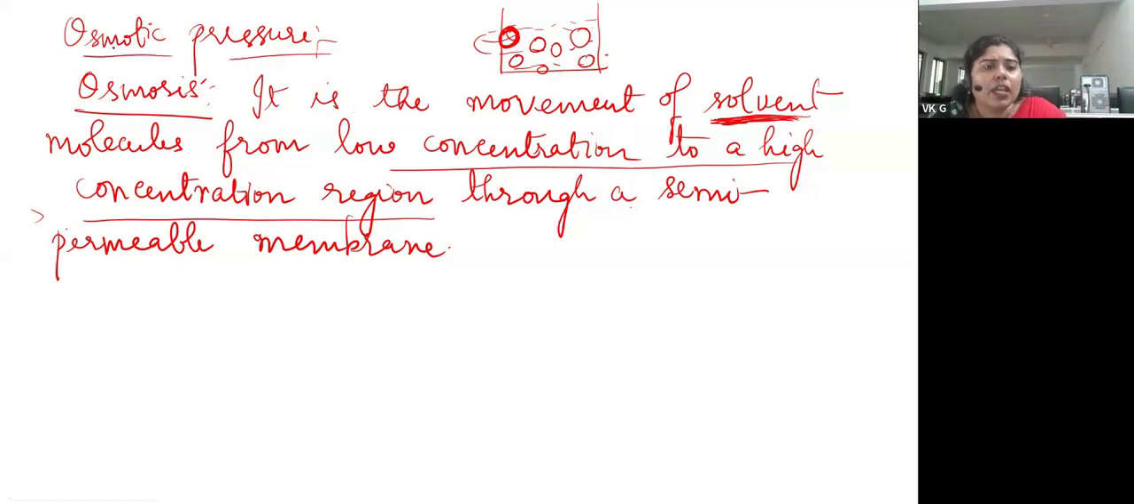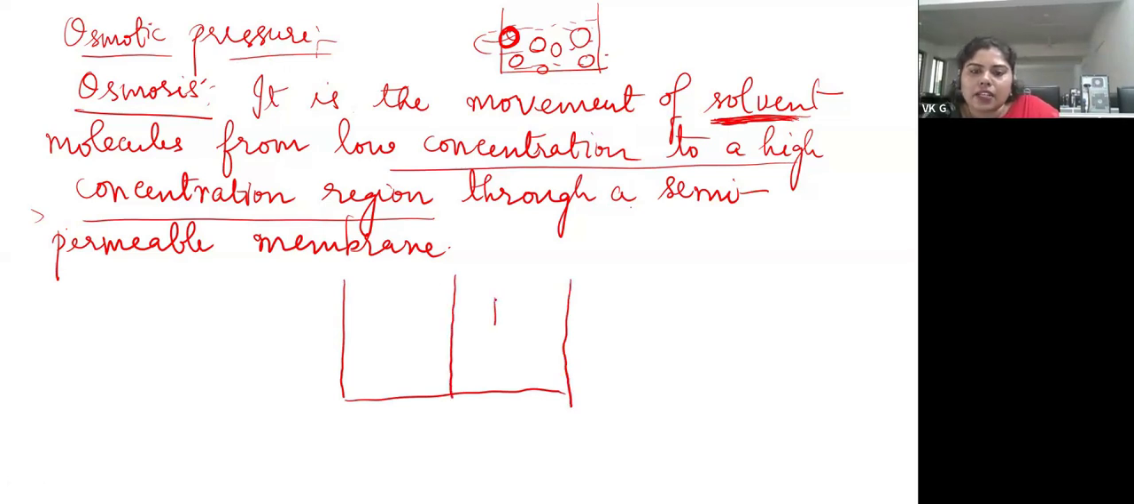Osmotic pressure will be the pressure applied. Let me give you an example here. I have two compartments, okay? This line in the middle is nothing but a semi-permeable membrane. Imagine this is a semi-permeable membrane, a thin layer in the middle. So this is NaCl solution.